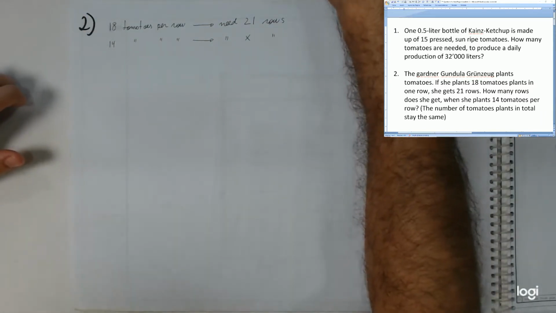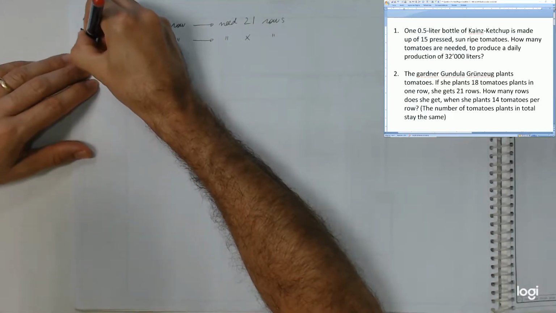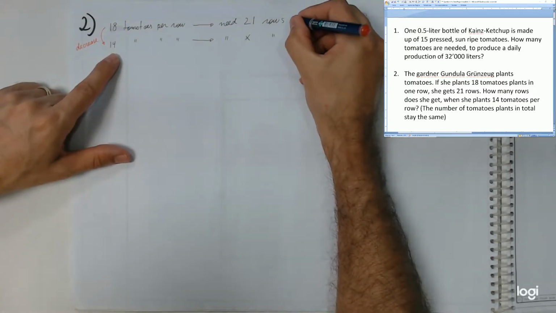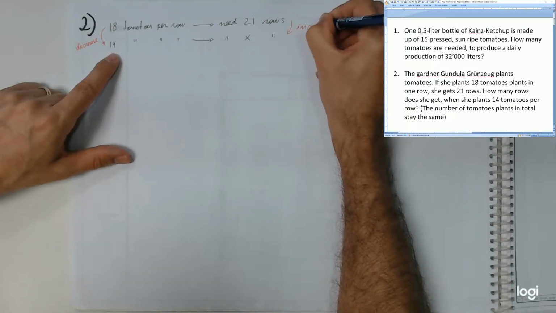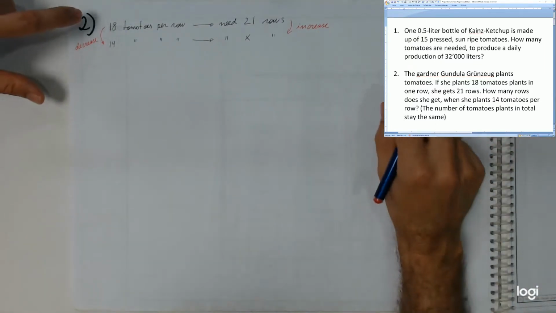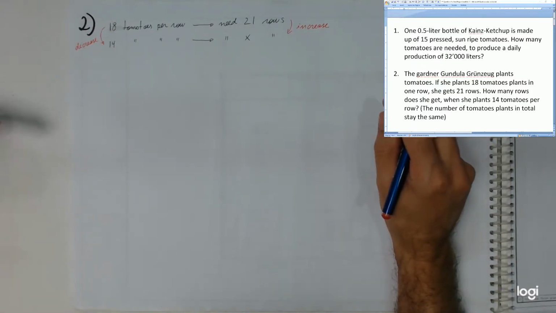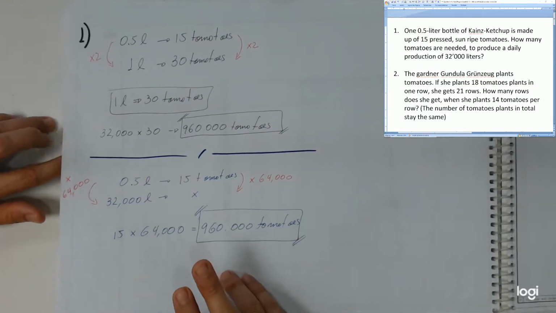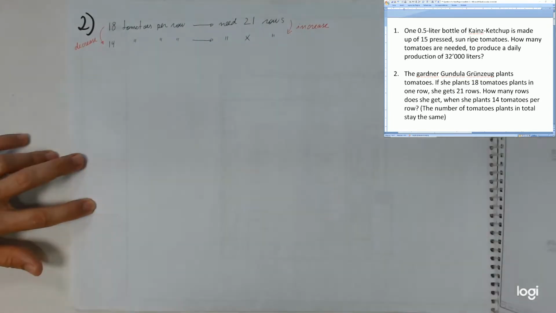Because you're going to see that as we decrease the number of tomatoes per row, we are going to get more. We're going to have an increase on these sides. And they are different, you see? So this ratio, to go from 18 to 14, we have to reduce. Now, in here we have to increase. It's different. The ratio is going to be different. And that is not the case in here, okay?